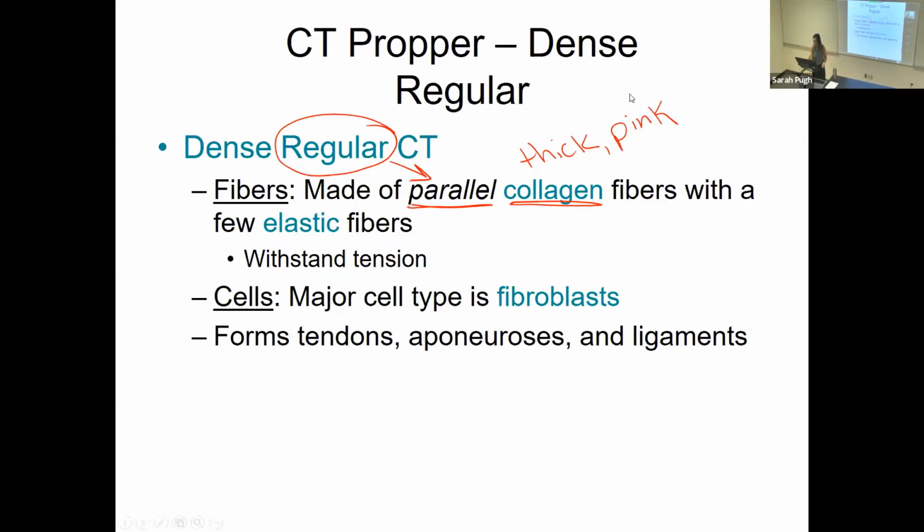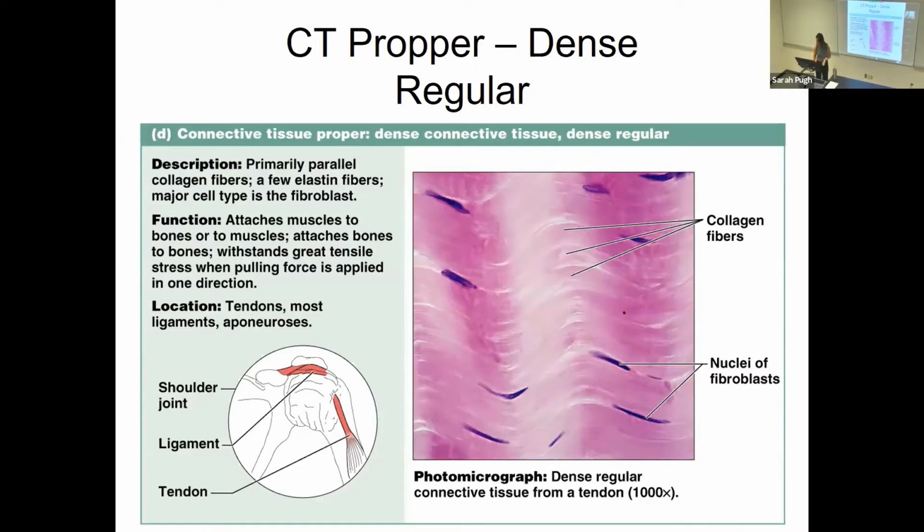Again, we're still looking at connective tissue proper, so we still have fibroblasts. And where we find dense, regular connective tissue is going to be in things like tendons and ligaments. Again, if you think of a tendon, it's being pulled in one direction as that muscle contracts and pulls on the bone. So here's a great example, right? So we're looking here at some ligaments and tendons.